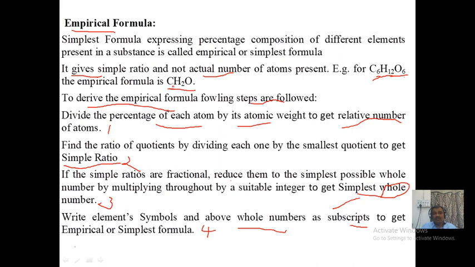What is the simple whole number for carbon? It is 1. So if you write it, it is understood that it is C1. Hydrogen it is 2, oxygen is 1. This is how you will be able to write the simple or empirical formula.